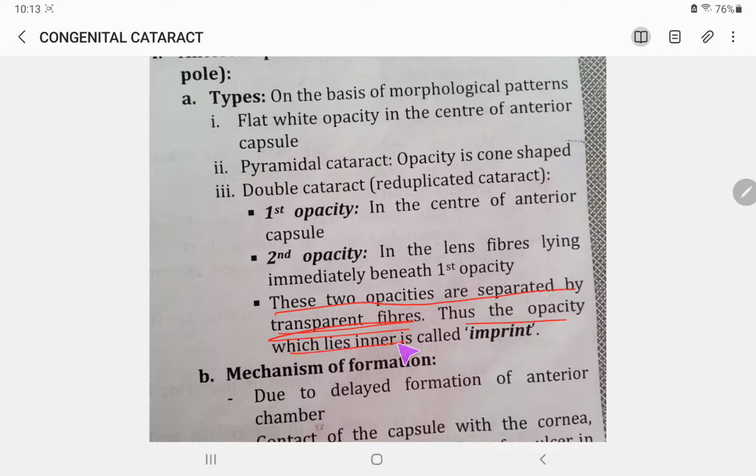Thus the opacity which lies on the inner side is called the imprint. So two types of opacities take place, primary and secondary, or first and second. The first opacity takes place, and the second occurs in the transparent fibers beneath the first opacity of the lens fibers.